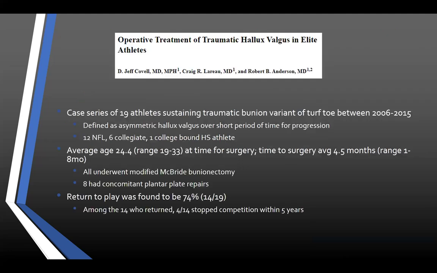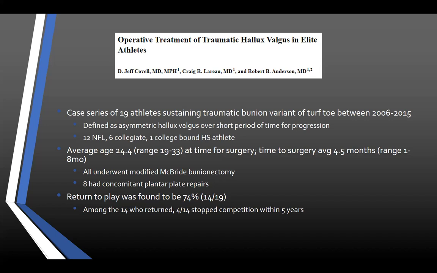Looking specifically at the outcomes, this did seem to indicate a more significant injury. In the literature, there's a 2017 case series that specifically looked at the outcomes of traumatic bunions in athletes. In this case series, they identified 19 athletes, 12 of them from the NFL, 6 collegiate, and 1 who appeared, from the description in the paper, to be a high school athlete who was recruited and had committed to be a Division I college athlete.